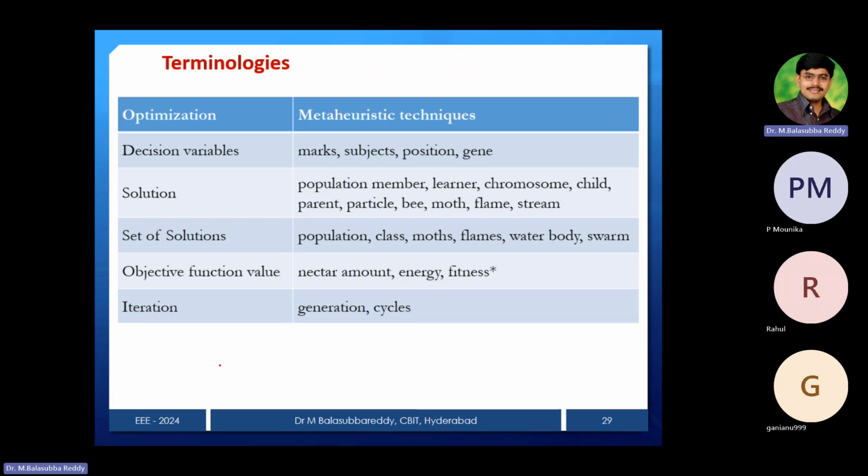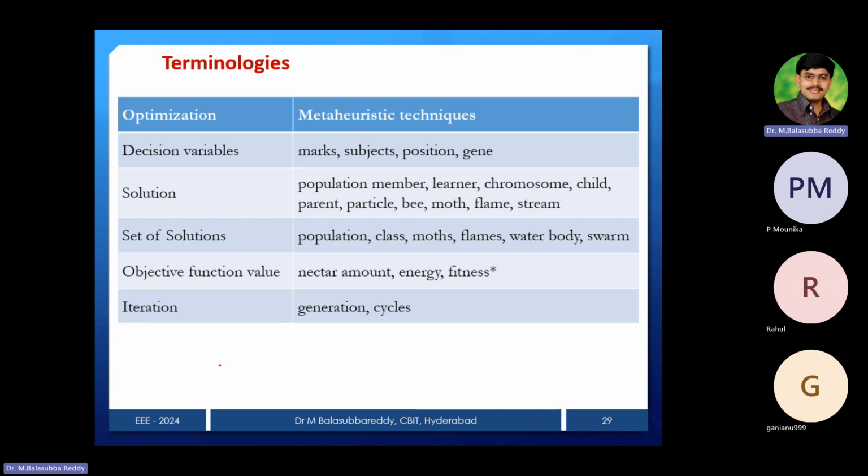Decision variable. Suppose the final objective or goal is marks. Suppose I want to find the individual pass percentage of the student, then our decision variable is marks, subject-wise, and position, grade, all these things you can consider. Like that, these are some of the terminologies we can use.